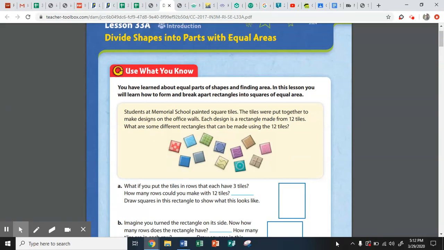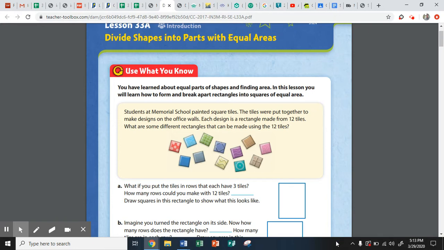Hi guys, today we're going to be working through lesson 33A in our Ready Math textbook. So if you do not have your Ready Math textbook out, now would be a good time to get that out. I'm currently on page 374. Feel free to work along with me and write in the answers. If I'm going a little bit too fast, you can always pause or rewind the video. So let's go ahead and get started.